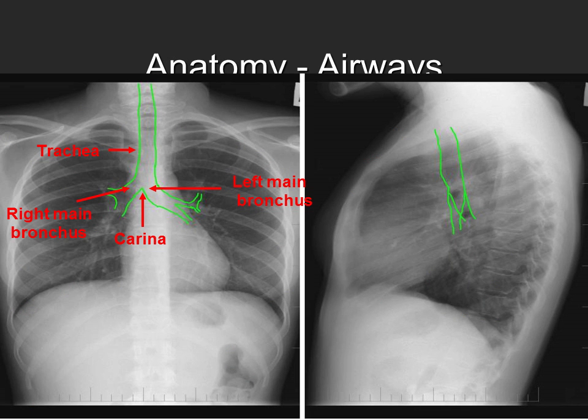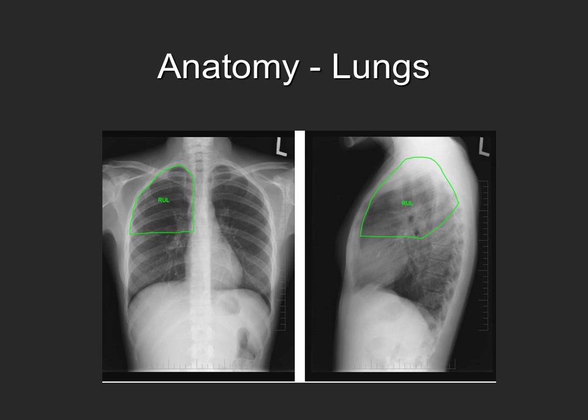The anatomy of the airways is outlined here. Notice the trachea bifurcating into the right and left bronchi. The borders of the right upper lobe of the lungs are outlined in PA and lateral views. The horizontal fissure separates the upper lobe from the lower lobe.